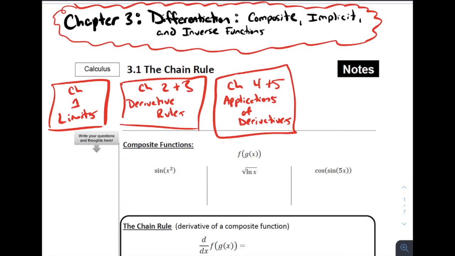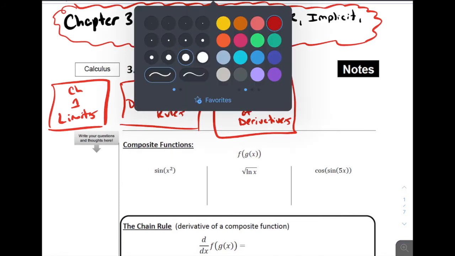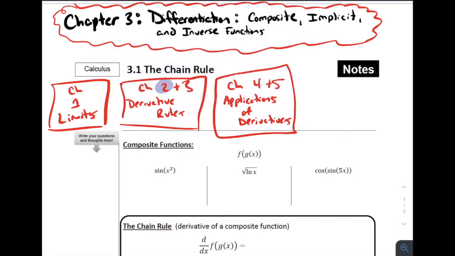And we already had a chapter, all of chapter 2, where we learned quite a few rules along the way, right? We learned the product rule, we learned the quotient rule, we learned how to take derivatives of lots of trig functions. In this chapter, the title is composites, which would be the chain rule today, implicit differentiation, which we'll be doing in the 3.2 lesson, and then inverse functions, which is 3.3 and 3.4, getting into just regular inverse functions and then inverse trig. But that's our overview of chapter 3.